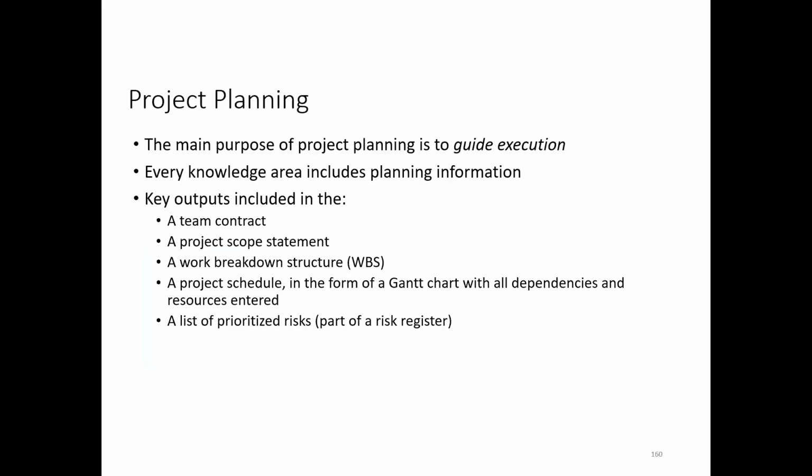And then project planning. The purpose of project planning is to guide the execution. Why do we do the planning? To guide the project execution. So most knowledge areas include planning information. Key outputs include the team contract, the project scope statement, work breakdown structure, project schedule in the form of a Gantt chart with all dependencies and resources entered, and a list of prioritized risks, which is called part of risk.